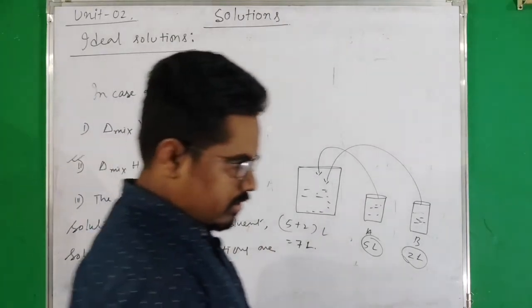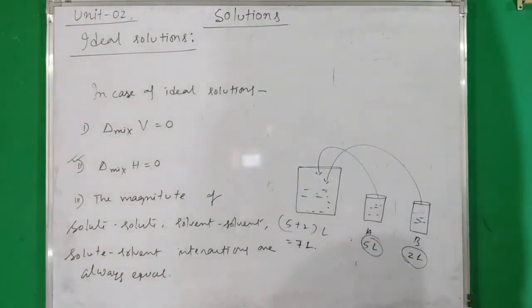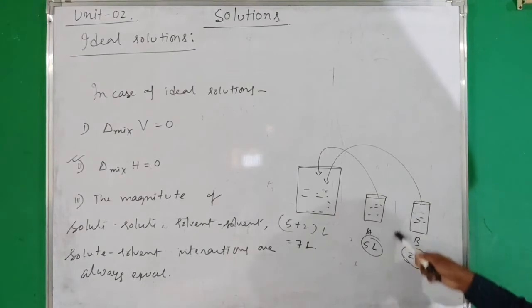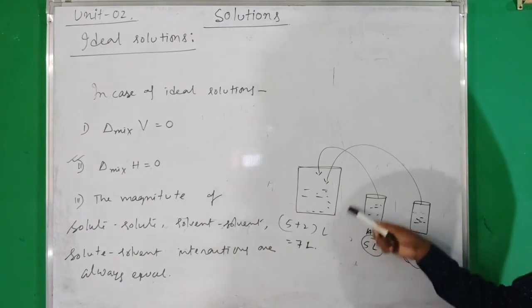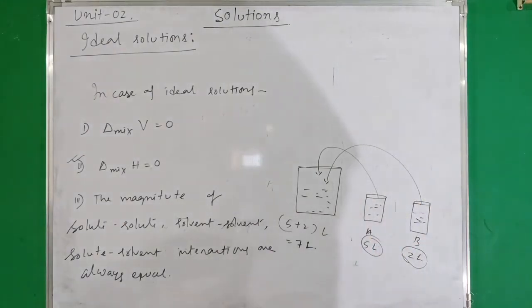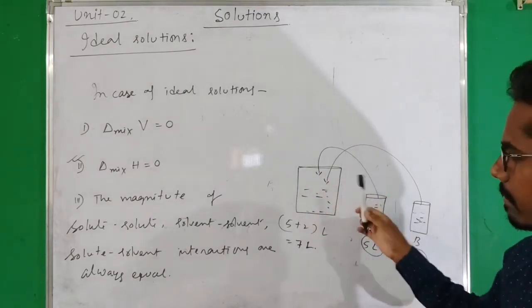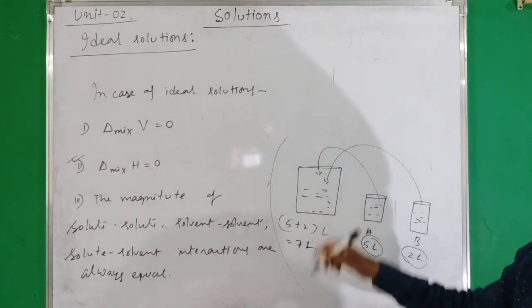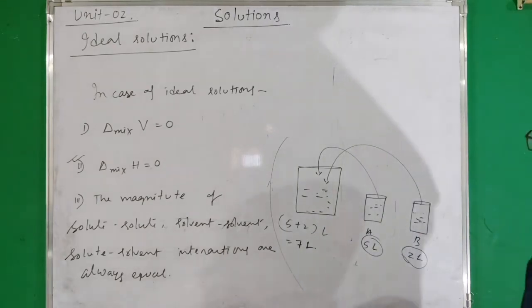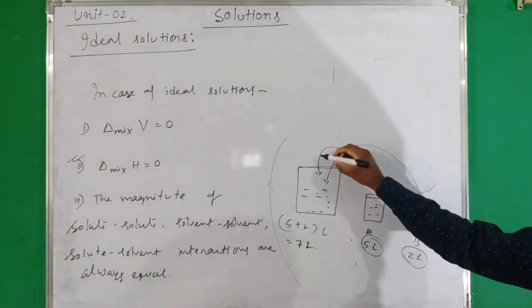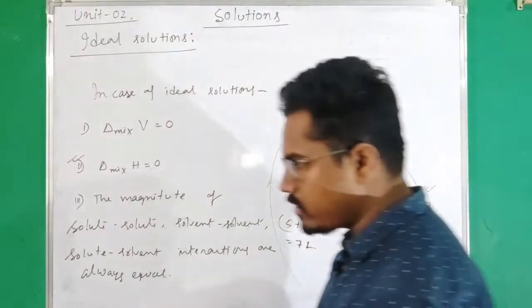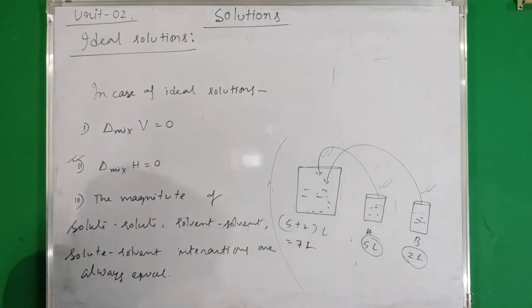Okay, before preparing the solution, in case of the solute, solute-solute interaction is present, and in case of the solvent, solvent-solvent interaction is present, and after preparing the solution, solute-solvent interaction is present. Okay, and in case of ideal solution, the magnitude of these interactions are always equal. There is no difference between the strength of these interactions.